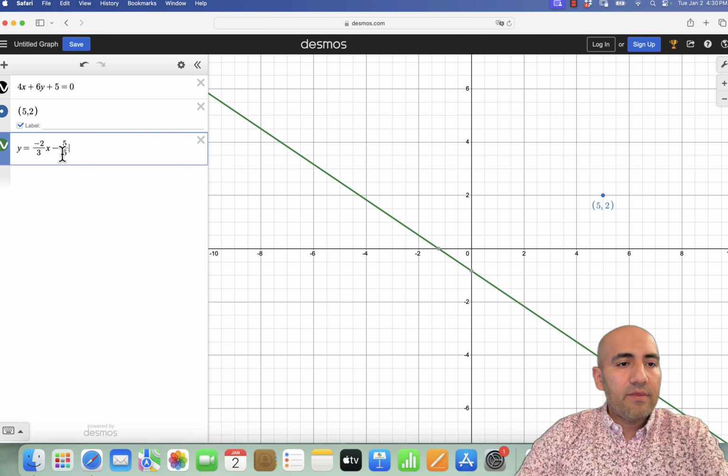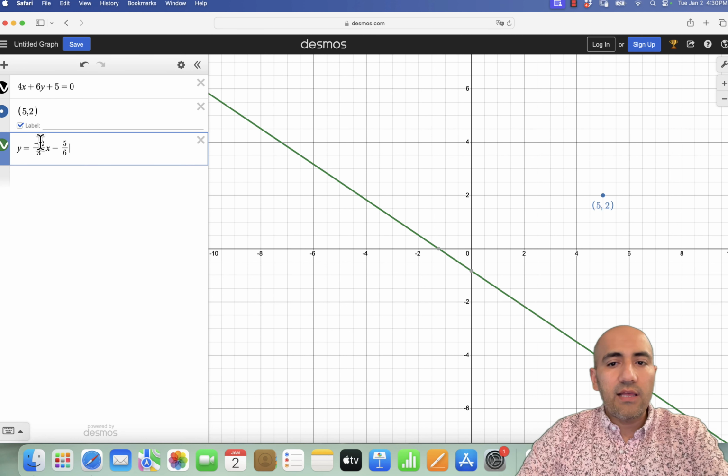And there, if I type in the same equation, notice that this black line and this green line are the same. I can just turn it on and off, and you see that the black line and the green line are the same. This helps us confirm that both graphs are identical.